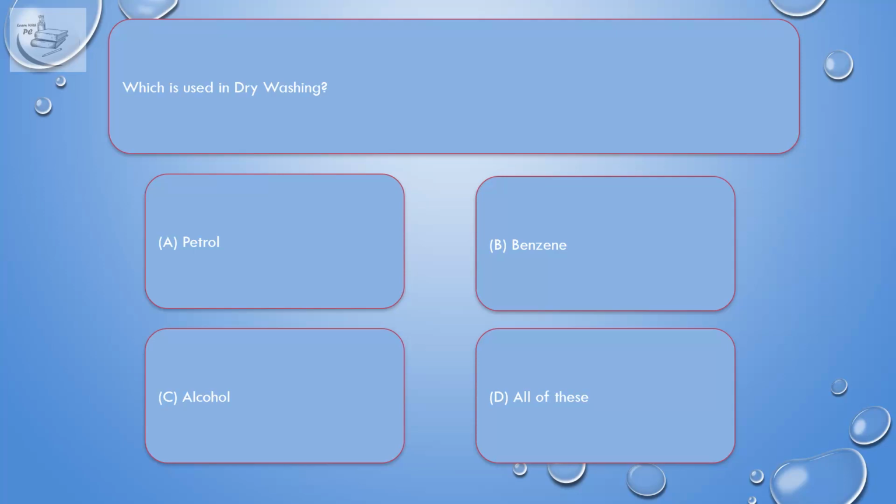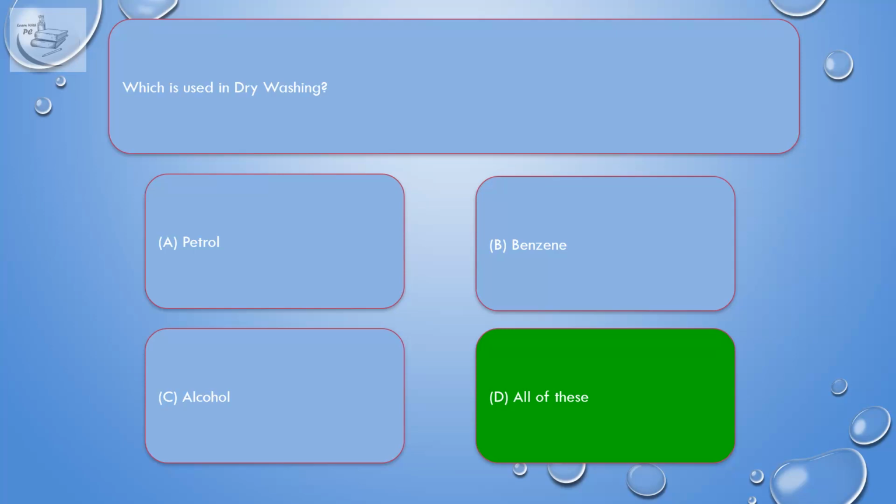Question: which is used in dry washing? A. Petrol. B. Benzene. C. Alcohol. D. All of these. Correct answer is D. All of these.